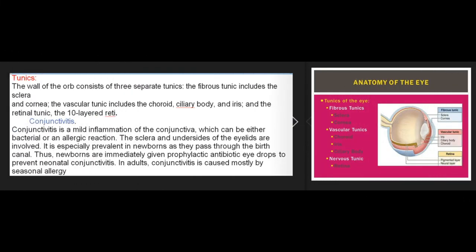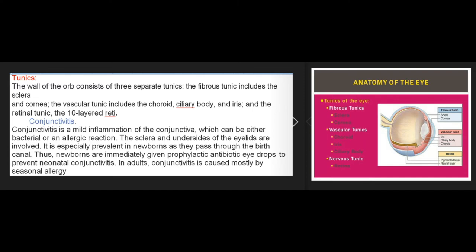Tunics. The wall of the orb consists of three separate tunics. The fibrous tunic includes the sclera and cornea, the vascular tunic includes the choroid, ciliary body, and iris, and the retinal tunic, the 10-layered retina.